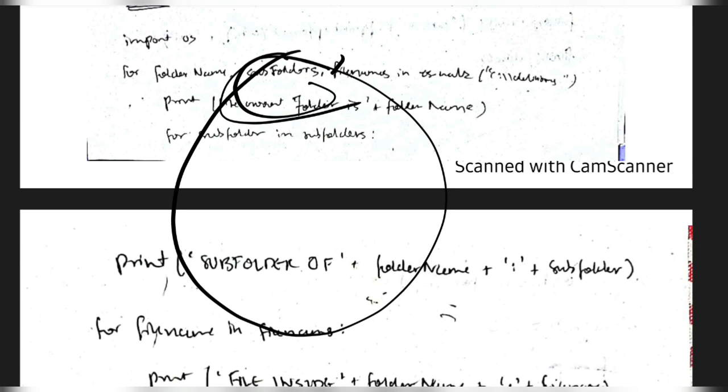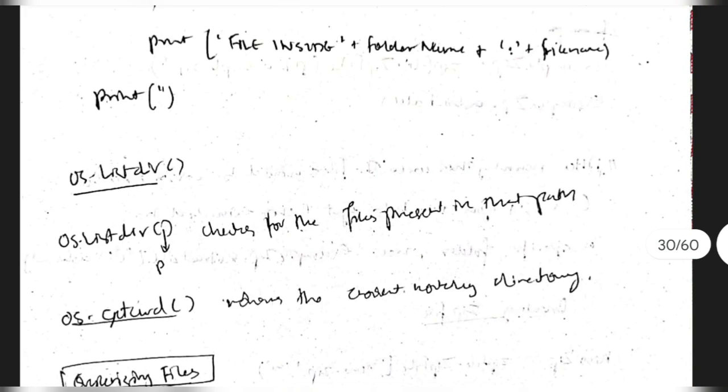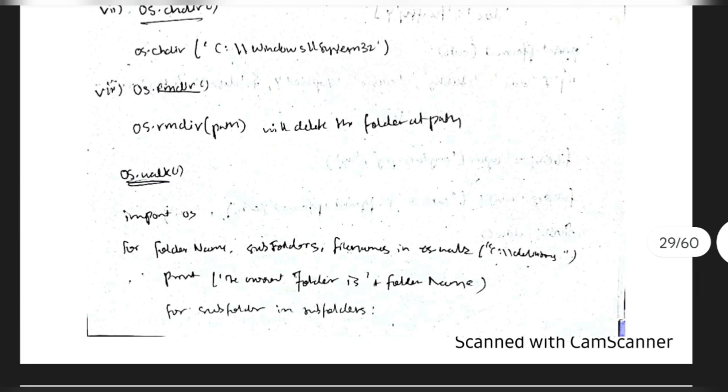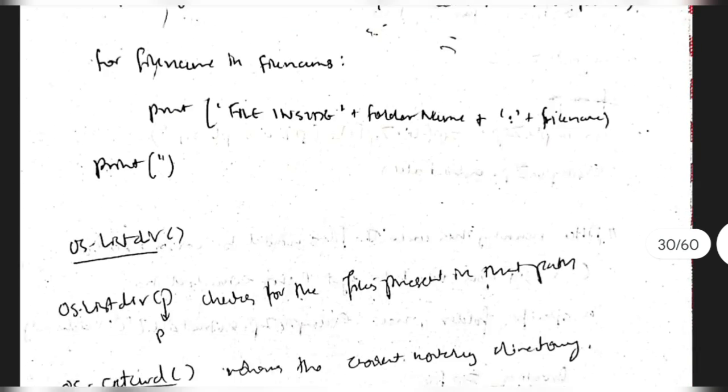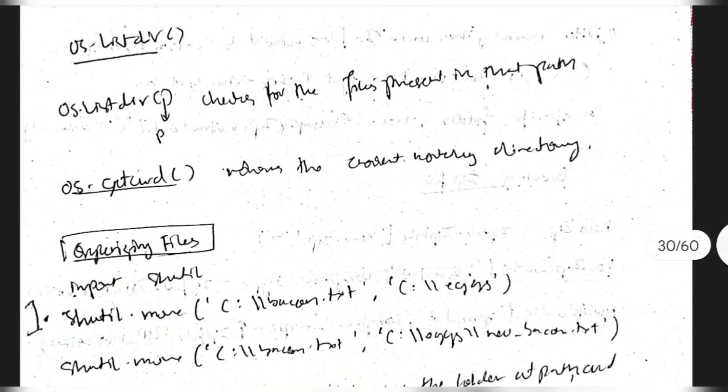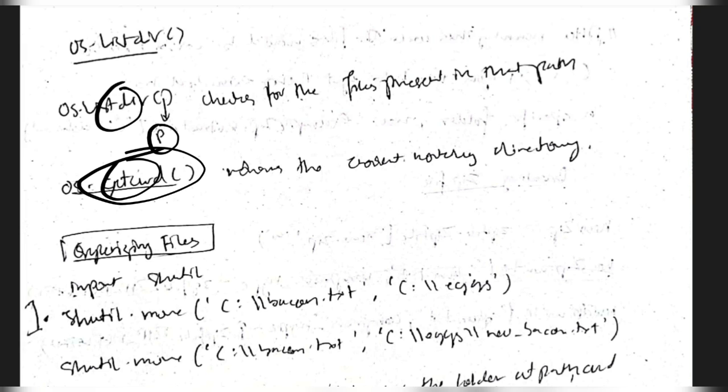Like that, it keeps on happening until all the folders in this path are covered. So that's what os.walk is used for, a very important question. The next one we have is os.listdir. Specify a path name and it will list all the directories in that path name. For os.getcwd, write this code in the terminal and you will get the current working directory's path.